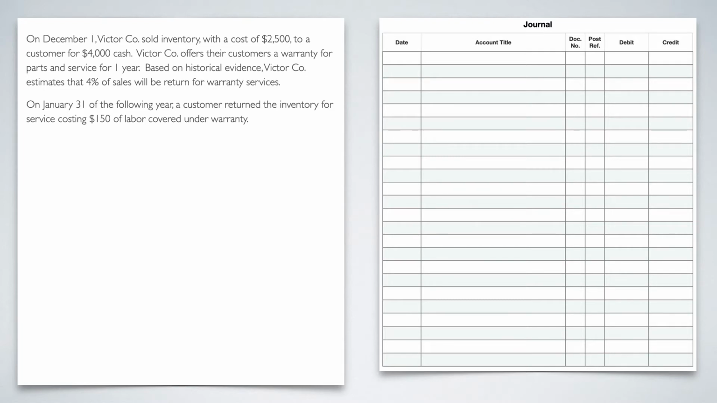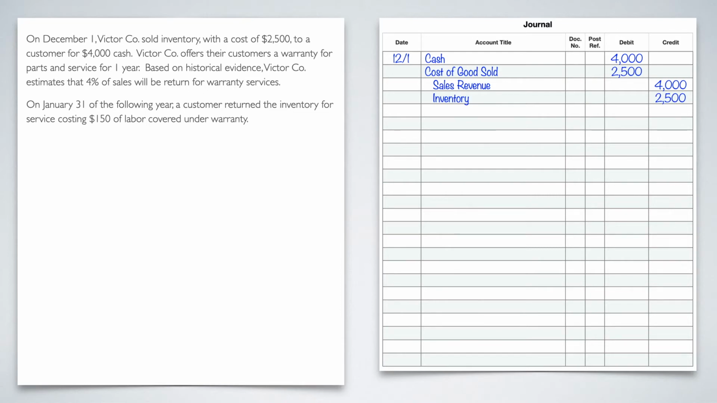So let's do the first part, which is the sale. That's the obvious one. So December 1st, we're going to say cash of 4,000 because that's what we got. The counterpart of that cash, the credit, would be sales revenue for 4,000. And then we also got rid of the inventory and we need to expense that. So another debit would be COGS, or cost of goods sold, for 2,500, and then inventory would be the crediting account for 2,500. So that takes care of the sale.